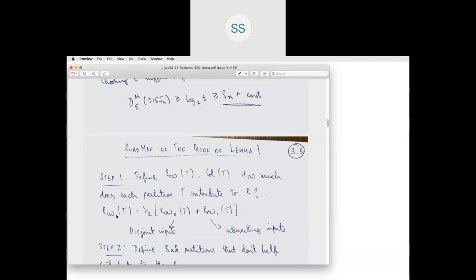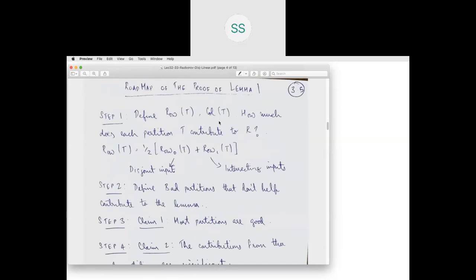Column T indicates the same. And then we'll see that row T is half of row 0 T and row 1 T, where row 0 of T is the contribution from disjoint inputs, and row 1 of T is the contribution from intersecting inputs. Here is something that could be a bit confusing. If the inputs are disjoint, the function evaluates to 1, and if the inputs are intersecting, the function evaluates to 0. But row 0T and row 1T are defined the opposite way. However, most of my notes were already prepared, and the notation in the book is also like this. So let us just live with this inconsistency. Row 0T corresponds to 1 inputs which are disjoint, and row 1T corresponds to 0 inputs which are intersecting. So we'll just live with this.